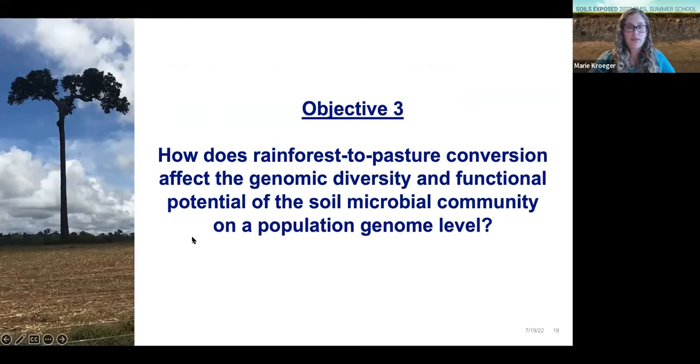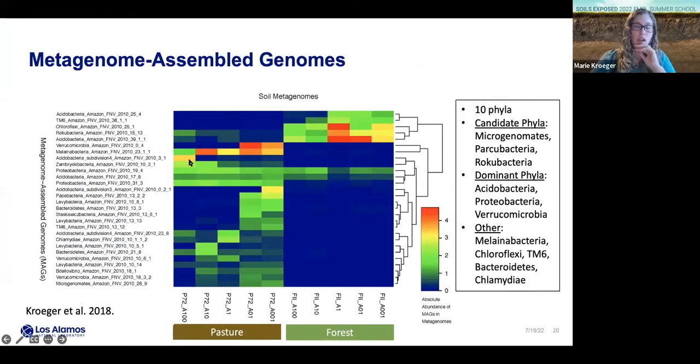Now, for objective 3, I wanted to hone in a bit more, get a higher resolution look, and focus in on how the genomic diversity and functional potential changes with land use change at the population genome level. So this is using those metagenome assembled genomes. From my 10 metagenomes from the pasture and rainforest, I was able to isolate a large number of metagenome assembled genomes that were considered medium to high quality based on the standards set by the MAG, I forget what it stands for. And they represented 10 different phyla, which was nice.